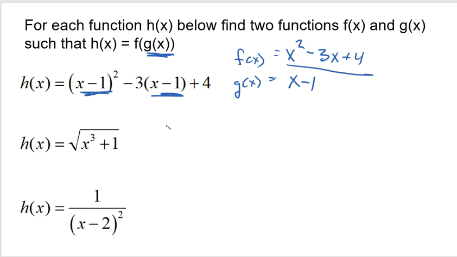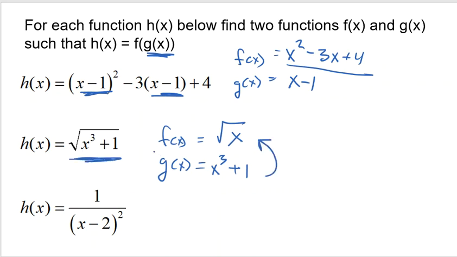This next one, working with square roots, is actually fairly easy. If f of x is the square root of x and g of x is x cubed plus 1, I literally could take g and plug it into f, and I would get this new function. So my two functions would be the square root of x and x cubed plus 1.